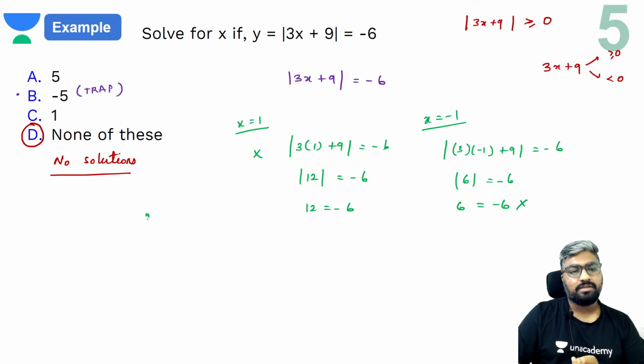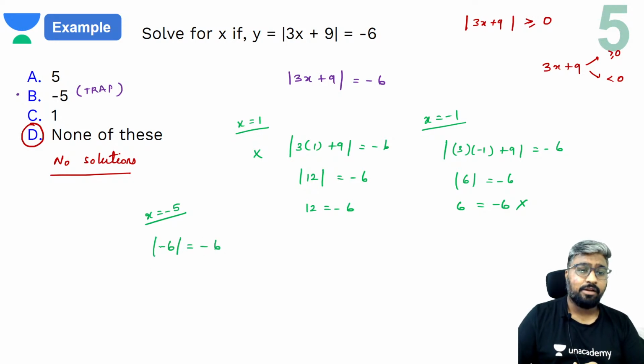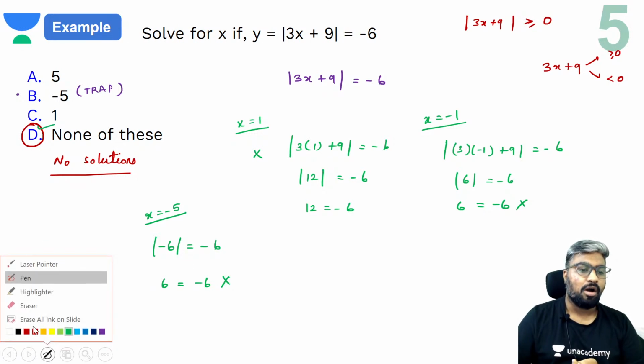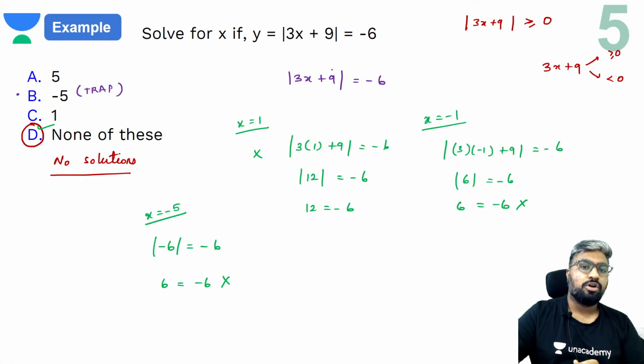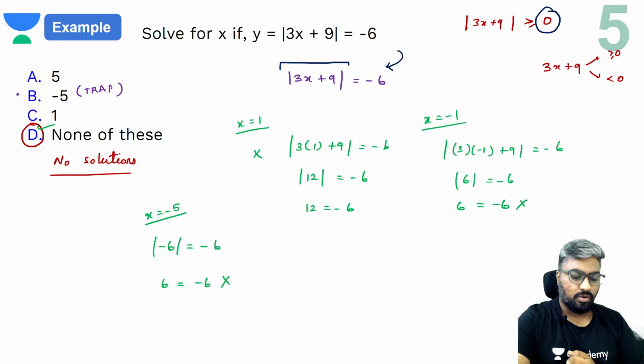If you put x as -5, what happens? -15 + 9, modulus of -6 equal to -6. Is it true? Definitely not. As soon as you take the modulus, it becomes 6. Is 6 equal to -6? No. Yes, the answer is none of these. This is a very common kind of trap. Please don't fall for this. After applying modulus, no value can be negative. Only 0 and greater than 0.